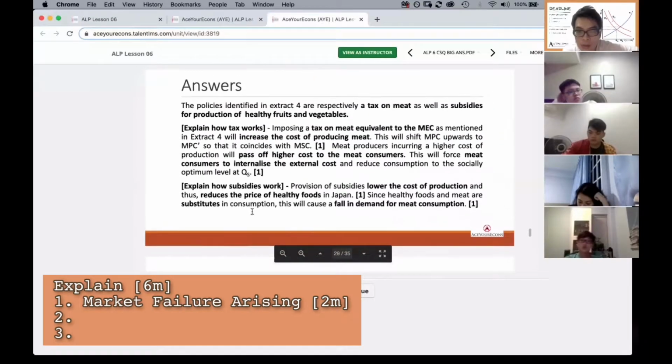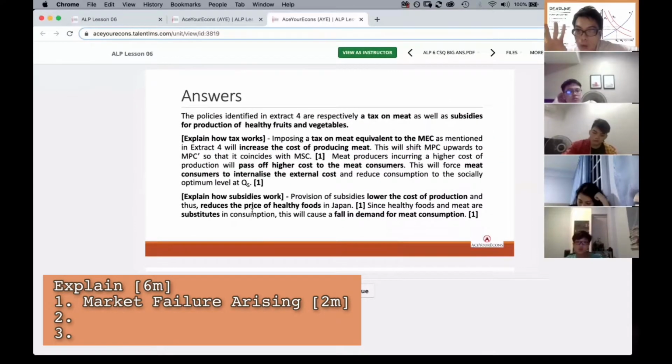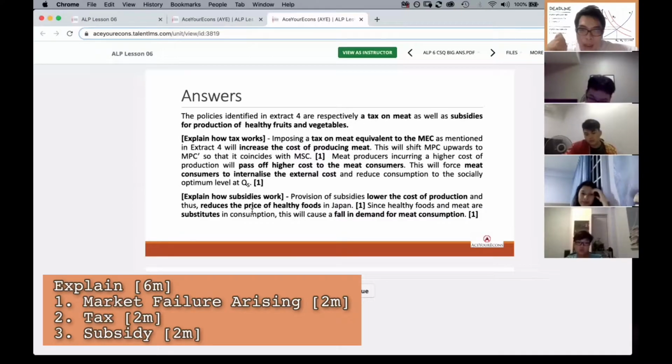The next 4 marks go to policy. 2 marks on tax and 2 marks on subsidy. The 2 policies have already been illustrated in extract 4. I do not accept any other policies that are not mentioned in extract 4. The next 2 marks go to tax. You're supposed to illustrate how a tax works.